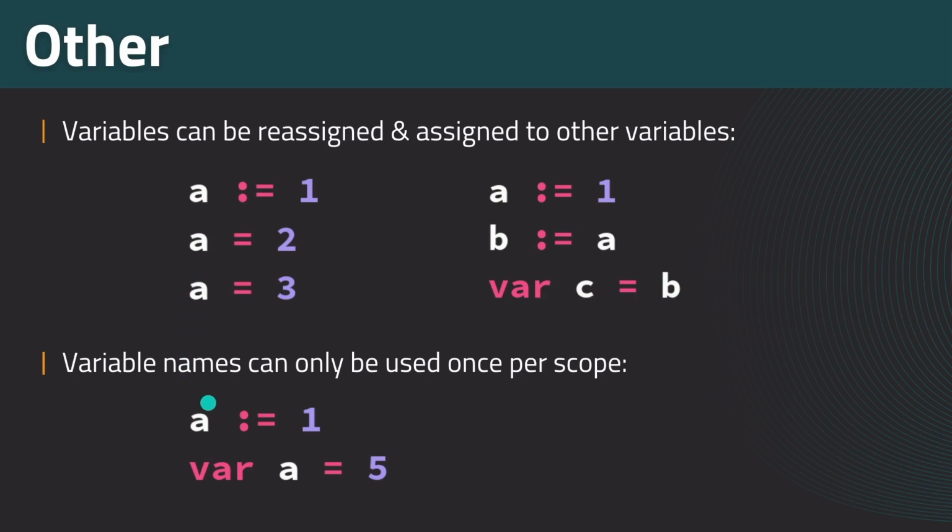Variable names can only be used once per scope. What this means is here, we're creating a variable A, assigning it to the value of 1. Later on, we try to create variable A again using the var keyword and assign it to 5. This won't work. So that's going to be a compiler error because it's already been created one time. In this case, we would need to just drop the var keyword and have A equal to 5.